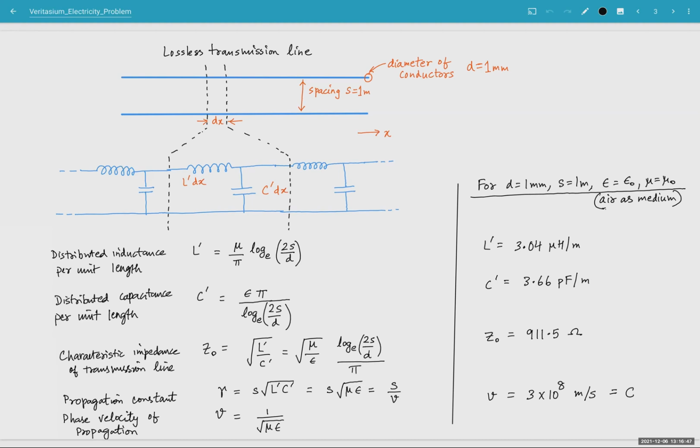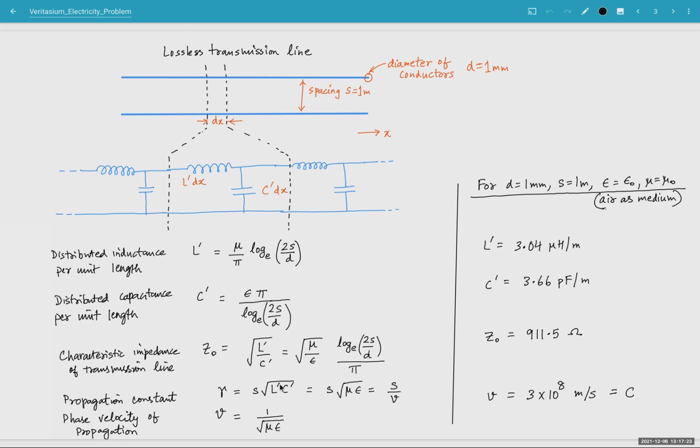So as you can already see, this capacitance is very small, which ultimately means that the characteristic impedance of this transmission line, which is this parameter, is going to be fairly large. And when we calculate that, it comes to about 1 kilo ohms. To be exact here, in this case, it's 911.5 ohms. So this is the propagation constant, and from this parameter you can actually see the speed of light.